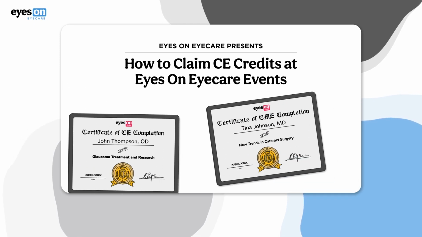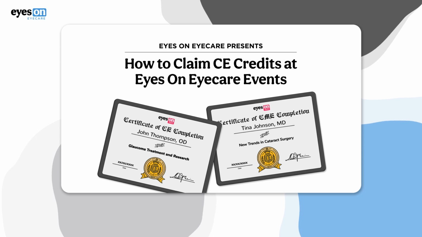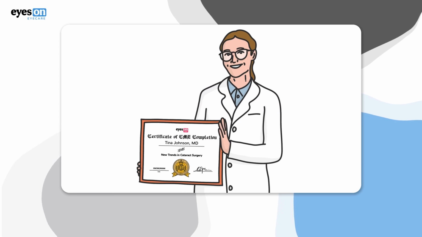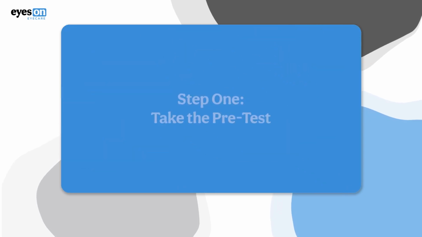In this short video, we will walk you through how to claim CE and/or CME credits for your attendance using the step-by-step process outlined on the event landing page. Step 1. Take the pretest.